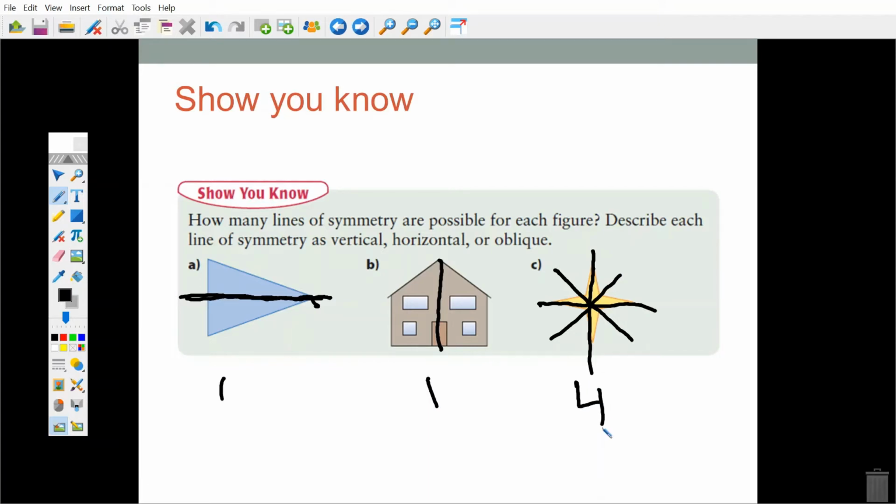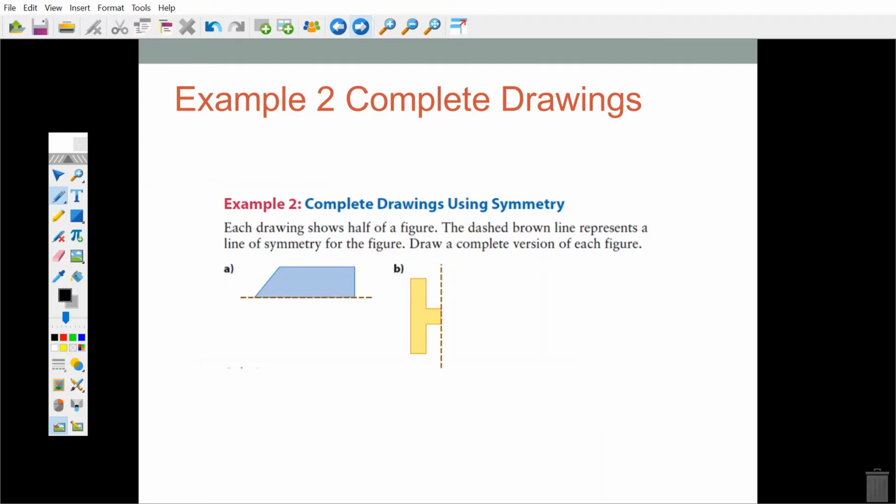All right. In example 2, we are given a half of a shape, and we are asked to complete the drawing using symmetry. It says each drawing shows half of a figure. The dashed brown line represents a line of symmetry for the figure. Draw a completed version of each figure.